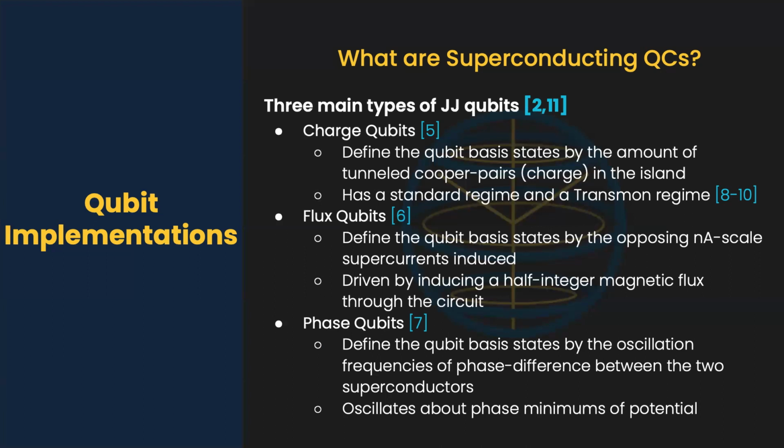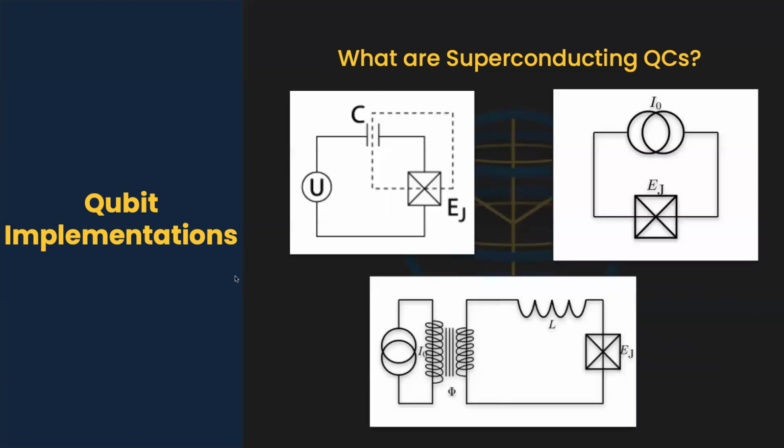Now you might have heard of transmon qubits before, and transmon qubits are basically just charge qubits, but in a different regime. So a charge qubit is, let me go to the next page and show you the picture. The charge qubit is in the top left here. You can think of U as just any sort of potential, so pretend it's a battery hooked up to a capacitor. The box with an X in it is the Josephson junction, and the island is the part of the circuit in the dashed box.